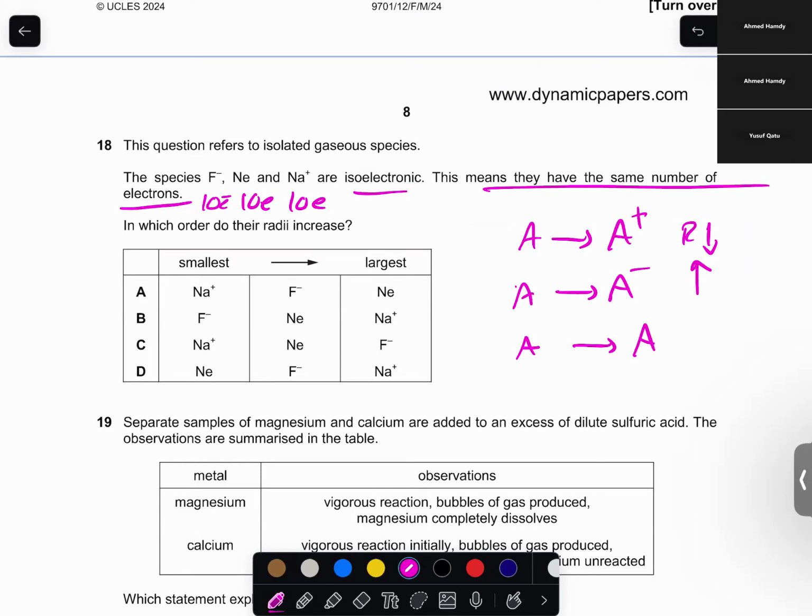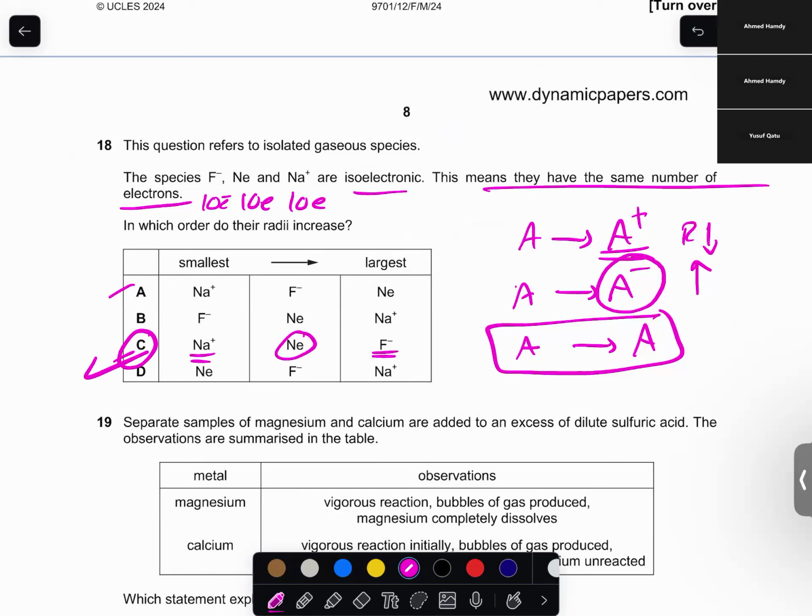So the one with the smallest ionic radius will be the positive ion. So the answer could be A or C. The second one is the normal atom, because the negative ion has greater radius. So the answer will be C, because this one is very small, this one is large, and this one is between them.